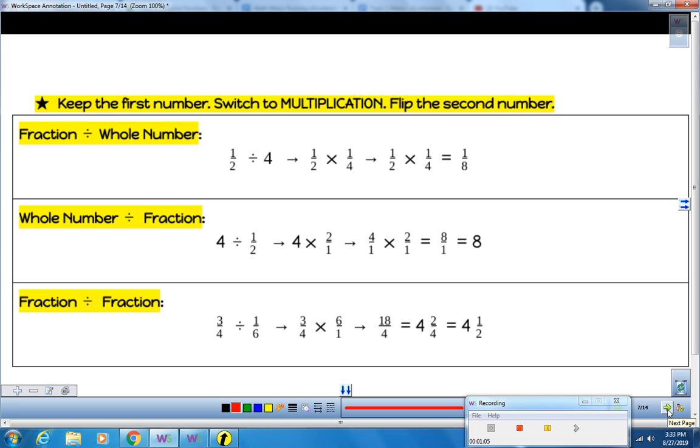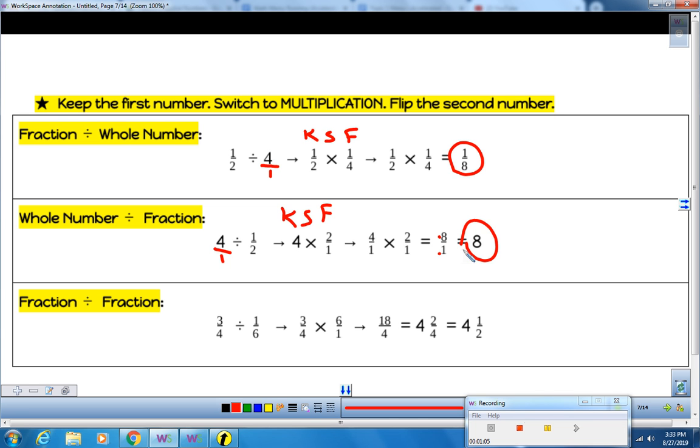Here in the first one, we've got 1/2 divided by 4. We have kept 1/2 the same. We switched to multiplication. We flipped 4 upside down. So 1 times 1 is 1. 2 times 4 is 8. Whole number divided by a fraction. 4 over 1 divided by 1/2. We've kept 4 the same. We switched to multiplication. We have flipped upside down. 4 times 2 is 8. 1 times 1 is 1. 8 over 1 is 8 wholes.